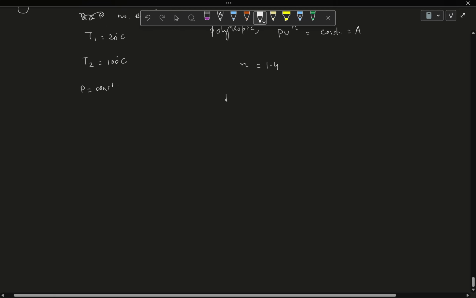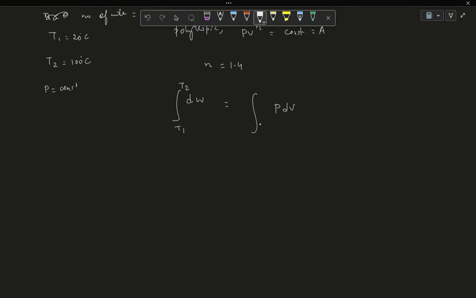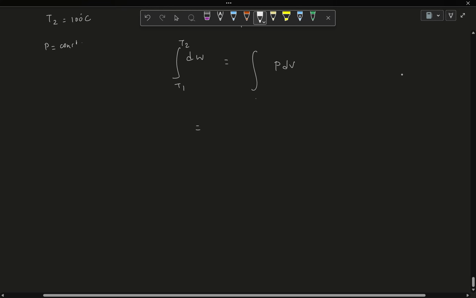Now the work done. Work done is the integration of dW from state 1 to state 2, because that is the change in state from initial to final. And dW is P dV, right? Right now I am not putting the integration limits, because your integrand is in V, so you have to take the initial and final limits in V terms only. Later we'll convert the whole thing into temperature terms so that we can put in the known limits, the temperature values. Now, PV^n is equal to constant, so you write P is equal to the constant A by V^n.